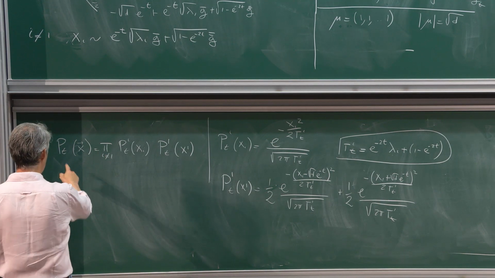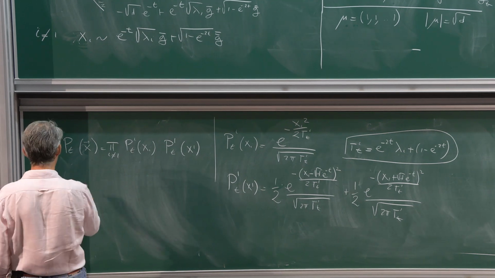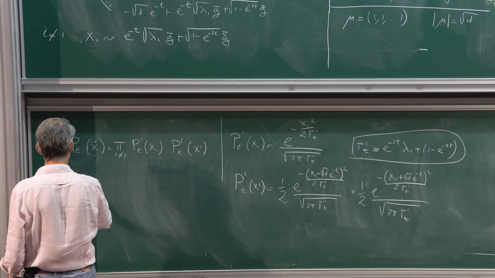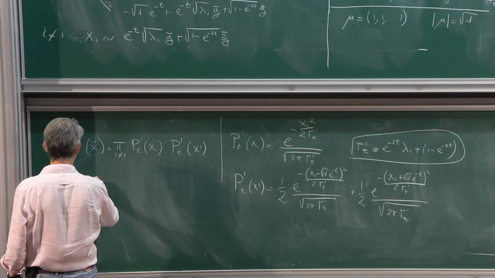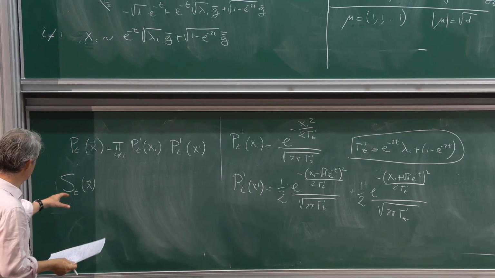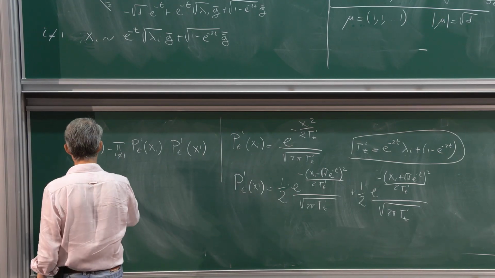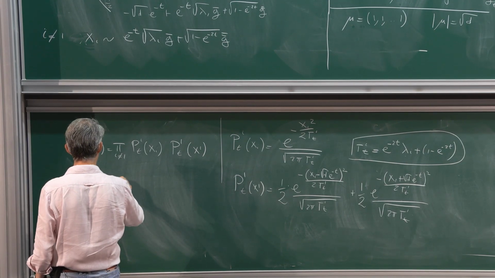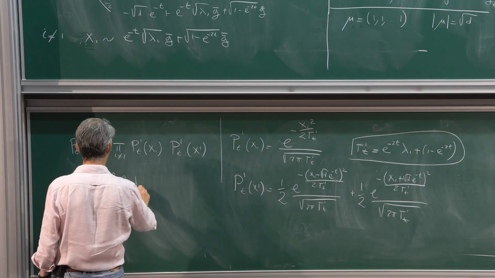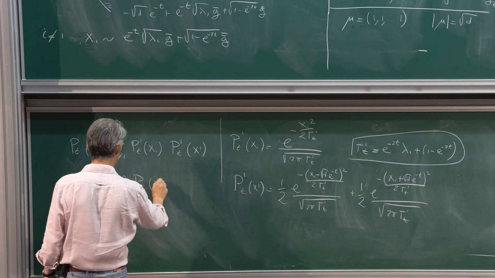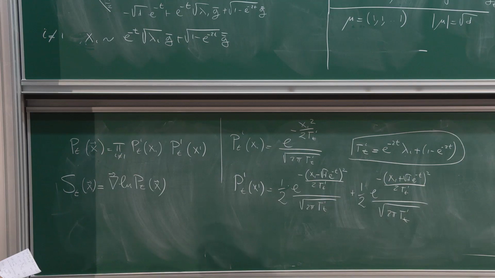And now, if you have p_t of x, we can get the score. Remember the score at time t, s_t of x. I'm sorry, I'm changing notation; sometimes I put the t here, sometimes there, but it's still the same score. This is equal to the gradient of the log of p_t of x. Since we have p_t of x, we can just compute it and look at it.